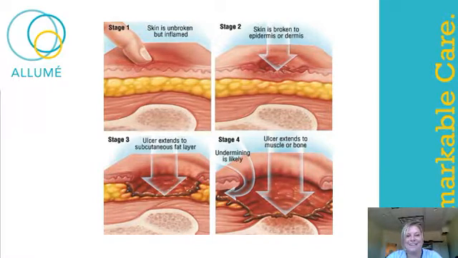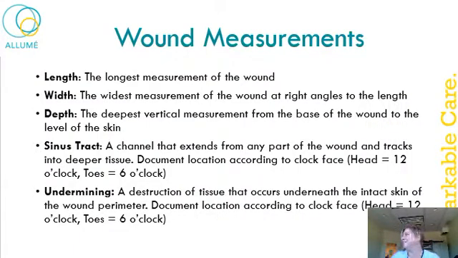Here are some pictures of stage 1 through 4. You can see in a stage 1 that the skin is unbroken, but it's inflamed. In a stage 2, skin is broken to the epidermis or the dermis, so we have a little bit of an opening. Then we have a stage 3: the ulcer extends to the subcutaneous fat layer. You can see that none of the bone is exposed yet. Moving on to stage 4, the ulcer extends to the muscle or the bone. Not good.